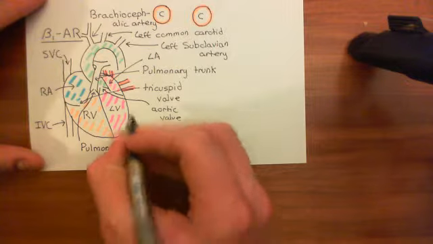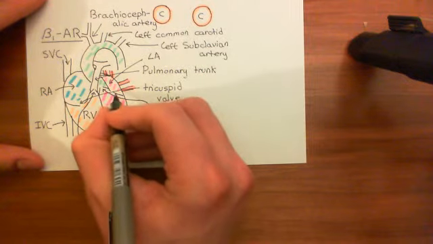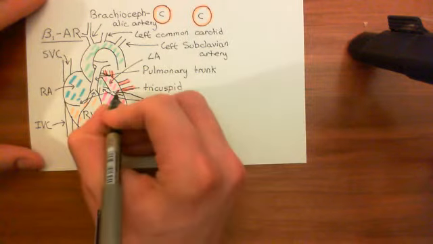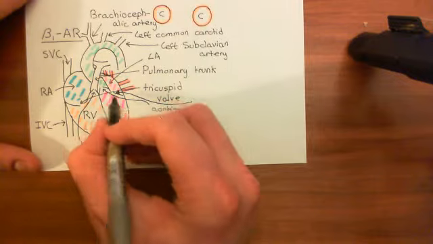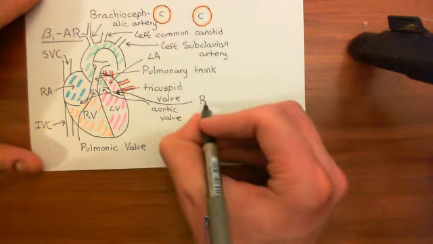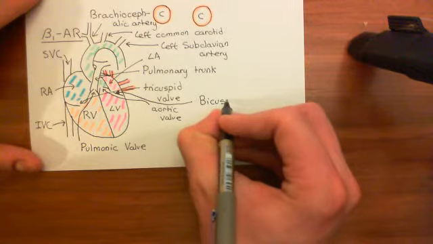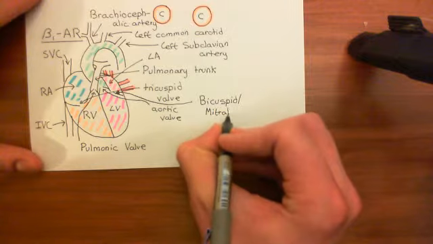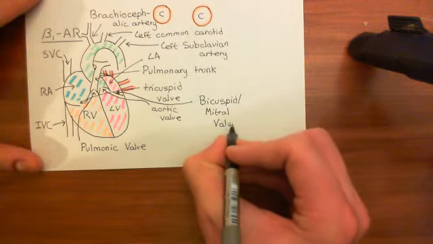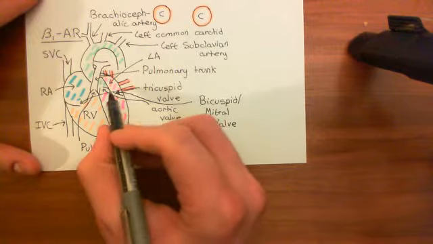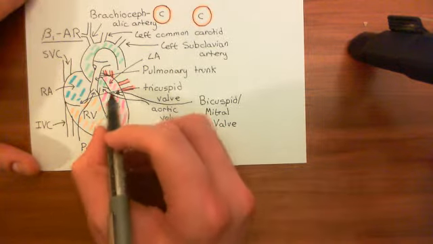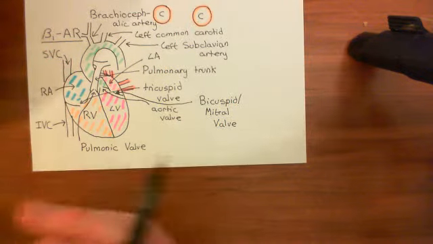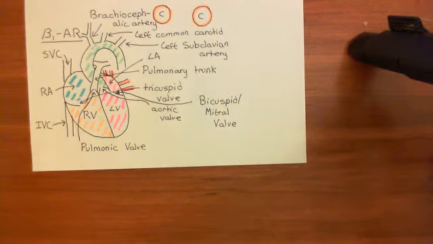And then finally, between the left atrium here and the left ventricle, we've also got a little valve here. If I can just sort of get this squished in here. You can't really see it, but it is there, okay? And this is known as the bicuspid or the mitral valve. So bicuspid / mitral valve. Okay, and both the tricuspid valve between the right atrium and the right ventricle and the bicuspid or mitral valve between the left atrium and the left ventricle are considered the atrioventricular valves because they're between atria and ventricles.